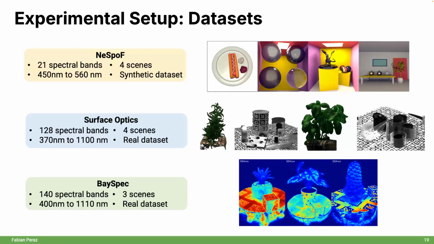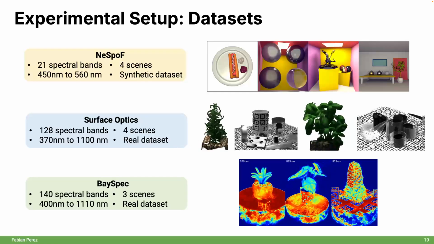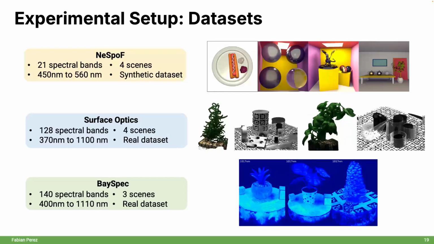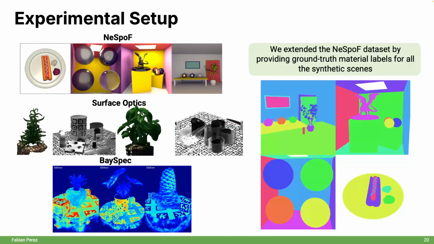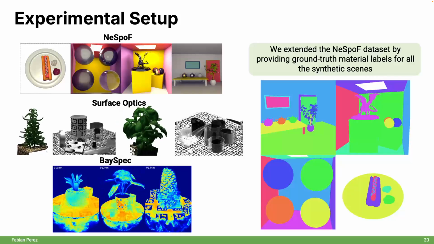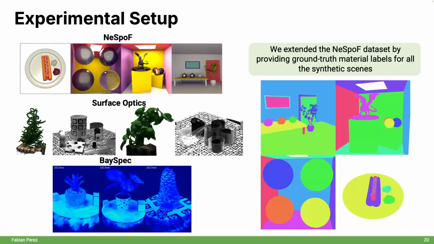Next are the datasets we used to train and test UnMix-NeRF. The first one is NeSpoF, a synthetic dataset, and the second and third are Surface Optics and BiSpec with real images. To enable quantitative evaluation of material segmentation, we extended the NeSpoF dataset with ground truth material labels for all synthetic scenes.